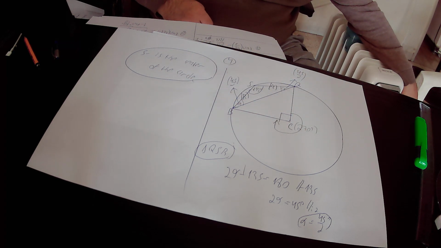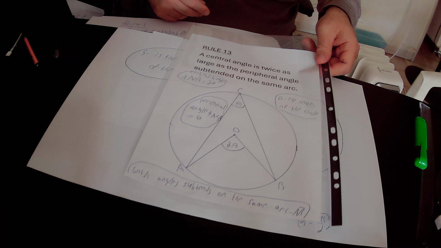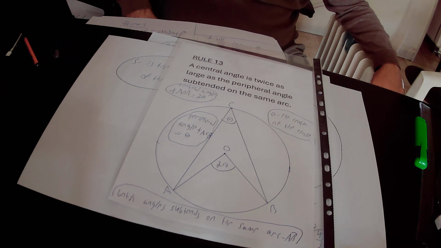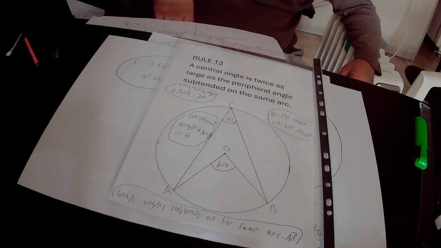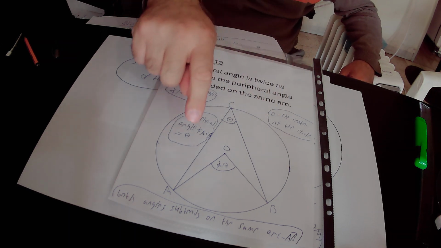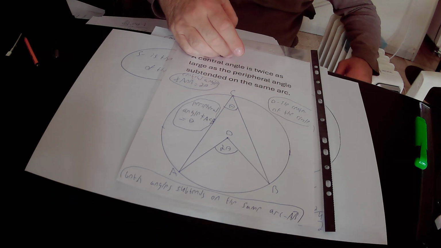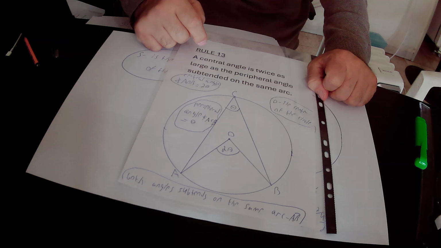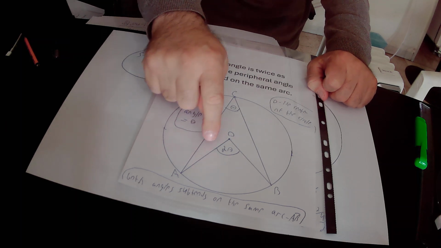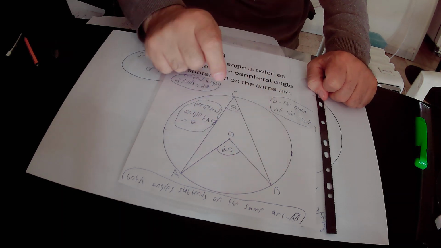And then I presented to you rule number 13 and we implemented rule number 13 in our drawing. According to rule number 13, a central angle is twice as large as the peripheral angle subtended on the same arc. So in the drawing we have this circle, inside this circle we have peripheral angle ACB. This peripheral angle ACB equals theta in its size, and it is subtended on arc AKB. In addition, we have central angle AOB that is subtended on the same arc AKB.